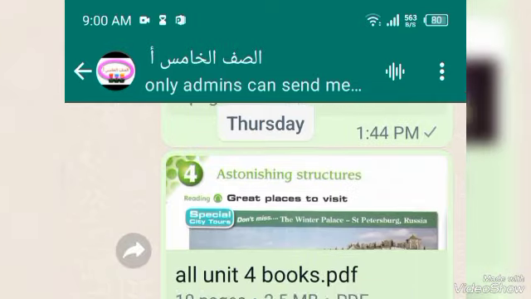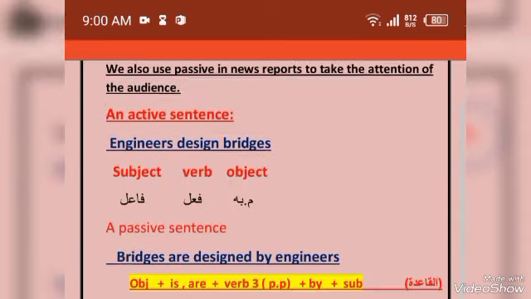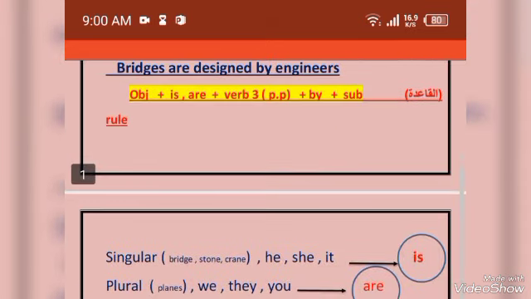Open your Unit 3 worksheet. Unit 3 worksheet, here is the answered worksheet.